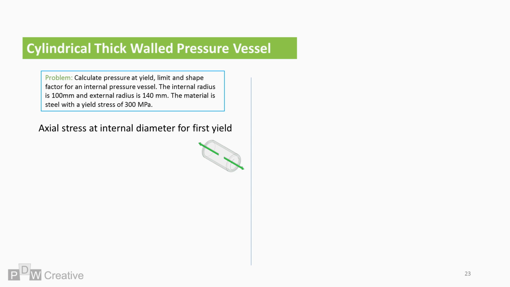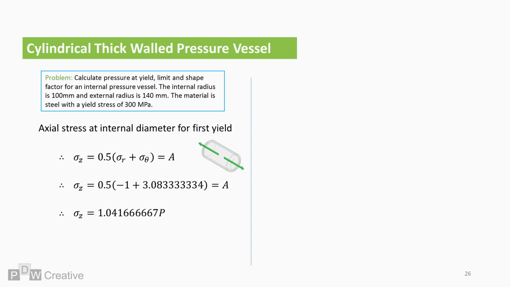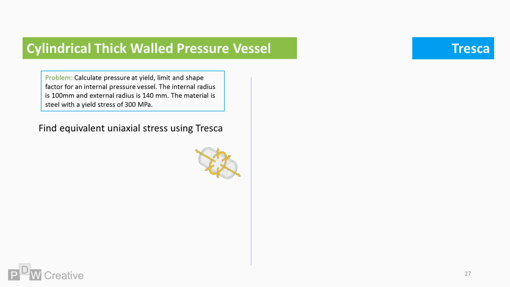So let's next get the axial stress for first yield. By taking radial stress plus circumferential stress times 0.5, we find axial stress in terms of pressure. Let's plug in the values, and this gives us 1.0417 p. There are a couple of ways to work out the combined uniaxial stress. We can use either Tresca or von Mises methods. Tresca is quicker to calculate, but von Mises is a little more accurate, and I'm going to show both methods for this tutorial.